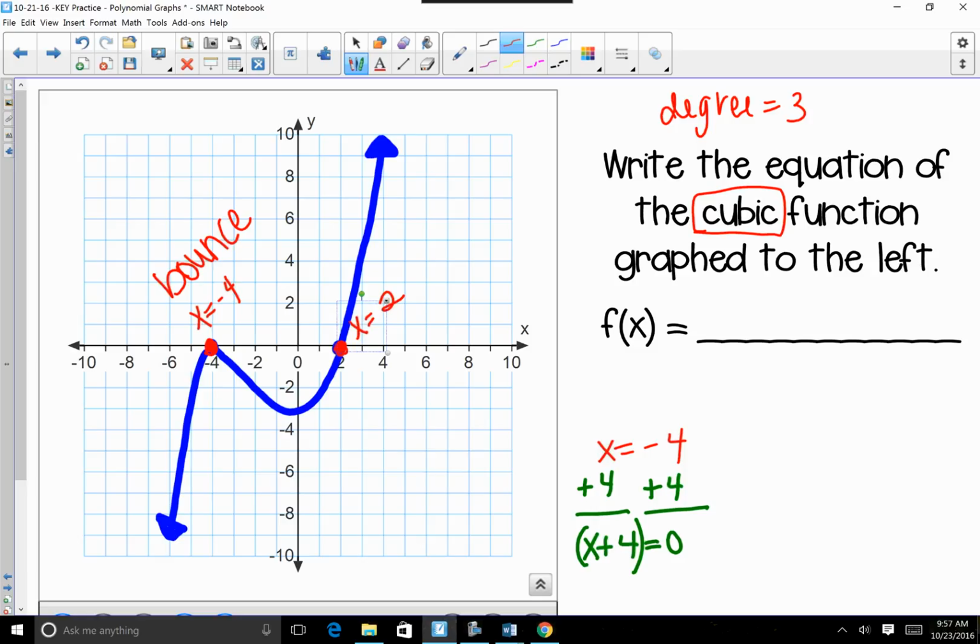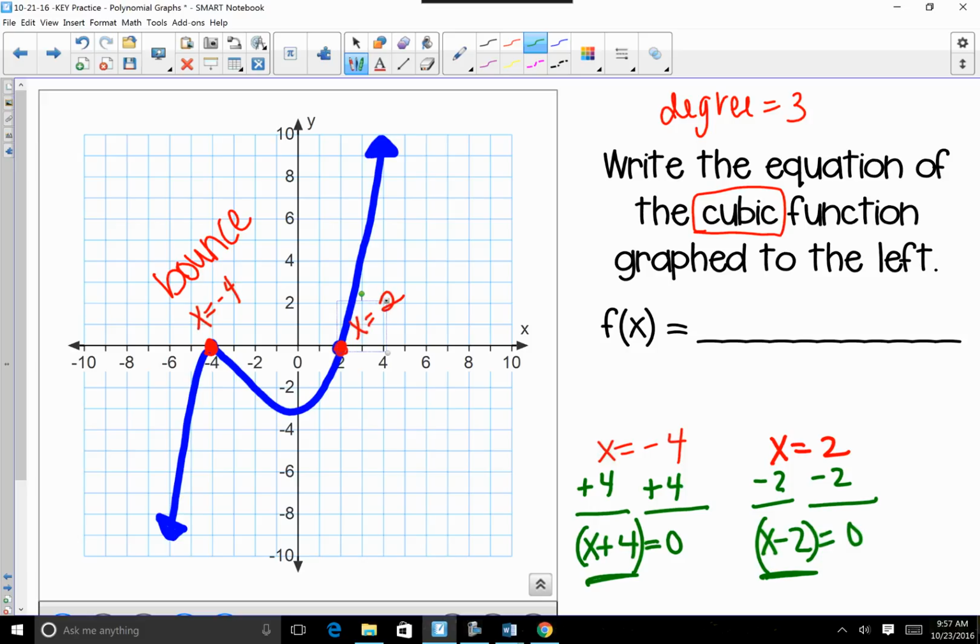So the other one, you had x equals 2. If I were to go backwards here, if you subtract 2 from both sides, you get x minus 2 equals 0. So the factor that gave you x equals 2 is x minus 2. So I now know the factors, right?